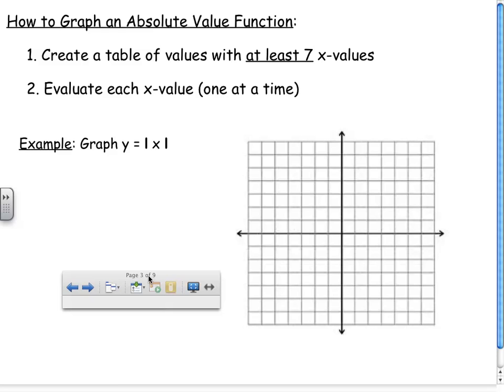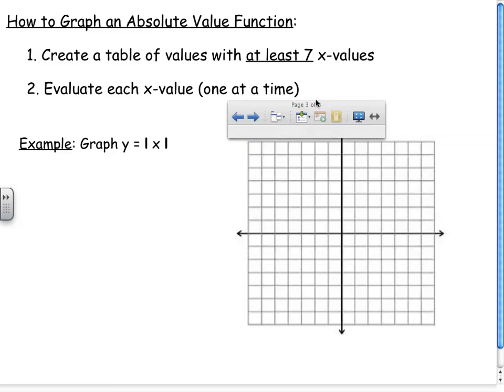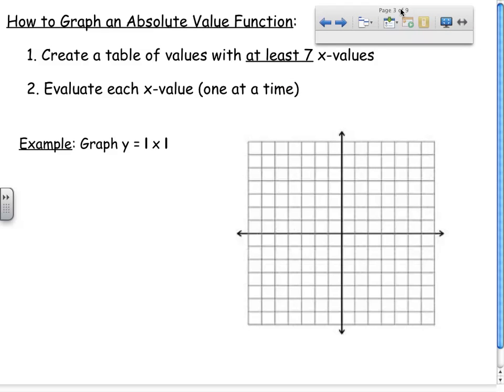And then after you create that table, you evaluate each x value one at a time. So what I'm going to do is do a very basic example. We're going to graph y equals the absolute value of x. And I recommend that when you pick your values for x, you center them around 0 somehow. So in my table, I'm going to use every value from -3 all the way to 3. So 0 is my center.